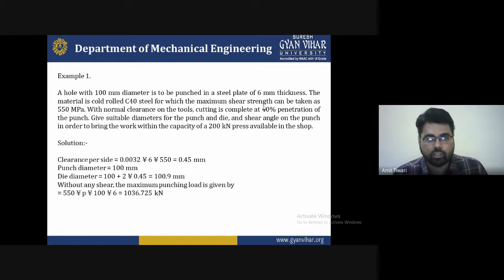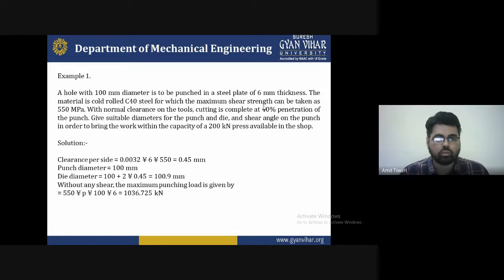Also find the shear angle on the punch in order to bring the work within the capacity of a 200 kilonewton press available in the shop. So basically, we are discussing how we can find the diameter of the punch and the die, and the shear angle of the punch, with the press capacity given as 200 kilonewton. These are the questions arising in this sheet metal operation.